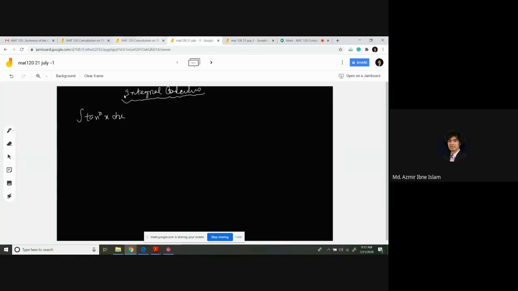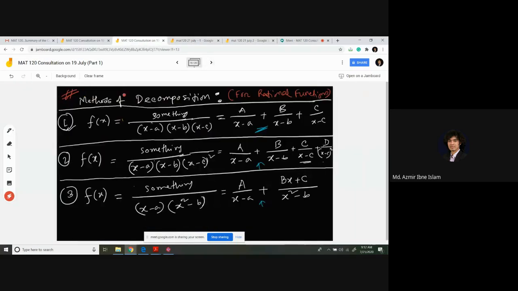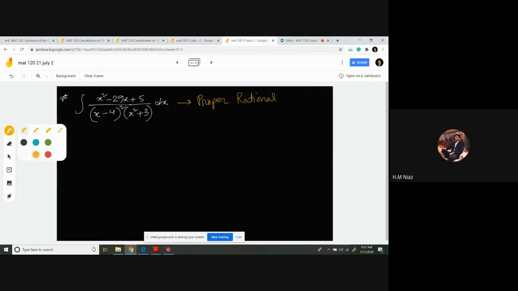And for a proper rational, we have some techniques to decompose. It goes with this part, x minus c squared. So for x minus c squared, what can we do? At first, x minus c will take a constant, and x minus c squared will take another constant. And it also has the last part, x squared plus b. So for x squared plus b, we will have two constants, bx plus c. Nias, this is the combination of both process 2 and process 3. Clear?